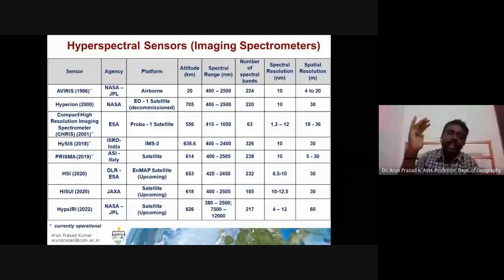The advantage of an airborne sensor is that it is on a platform which can be flown at a desired time, and you can change the altitude. The altitude here is 20 kilometers, so at the height of 20 kilometers the aircraft has been flown. You can adjust the altitude so that you can increase the visibility and the spatial resolution per se. These are some advantages here.